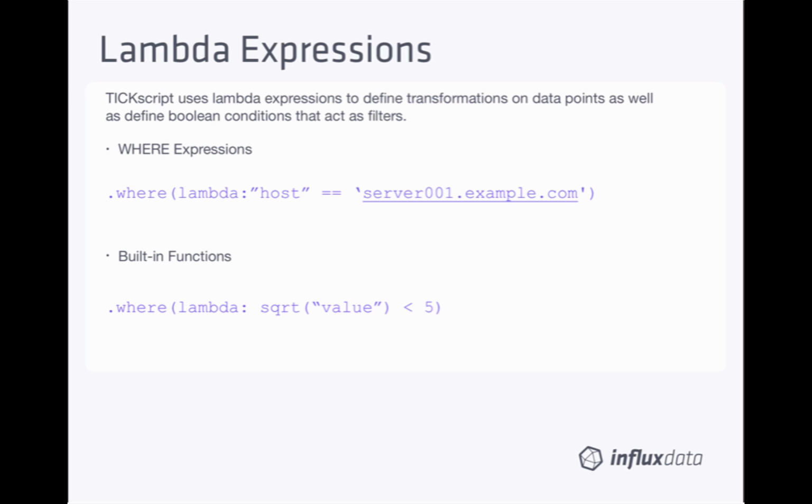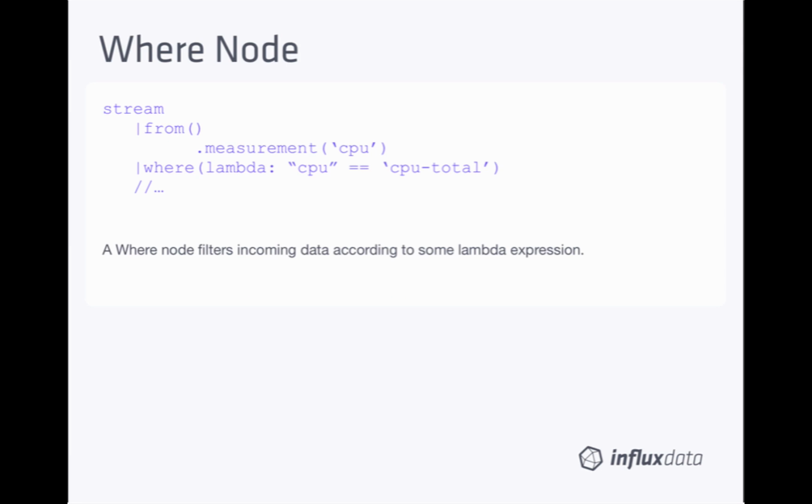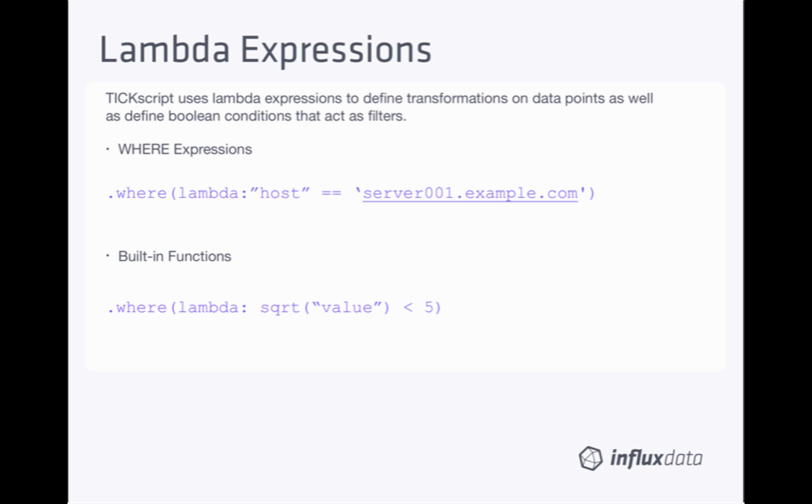Built-in functions, much the same. So when we get all these values in, we're going to take the square root of it. And if that's greater than 5, then we're going to allow it through. So it's just another where condition. And that list of built-in functions is in the documentation for Kapacitor, if you're interested.